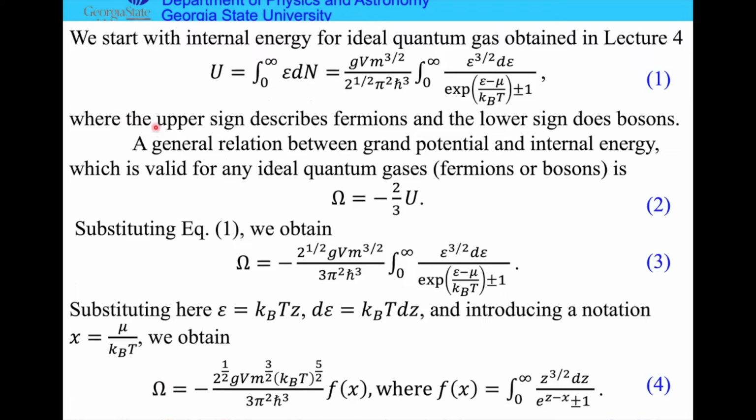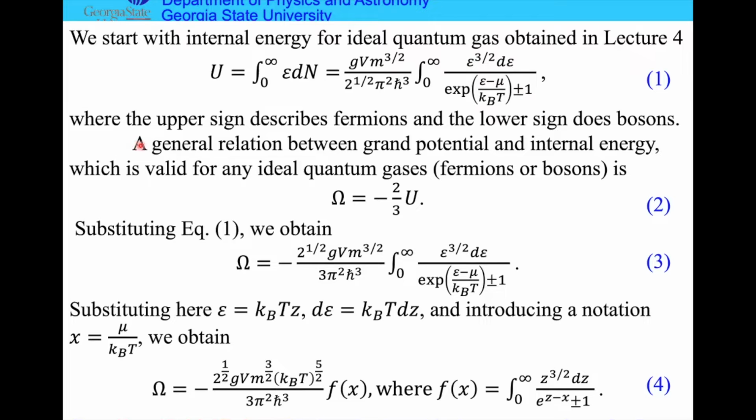We'll start with the internal energy of an ideal quantum gas obtained in lecture 4. Internal energy is the integral of one-particle energy over the number of particles. In this expression, g is the spin degeneracy, 2s plus 1, where s is the spin of the particle, V is the volume of the system, m is the mass of the particle. This integral is in terms of epsilon, the energy of one particle. Here the upper sign corresponds to fermions and the lower sign to bosons. We'll consider both of them and the results will be symmetric: one will be plus, the second will be minus.